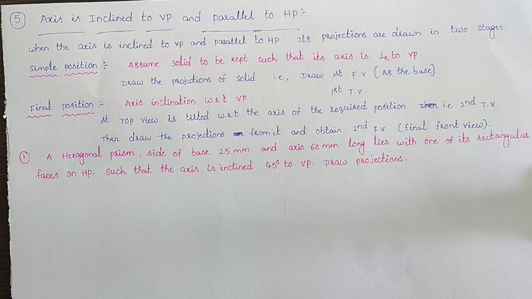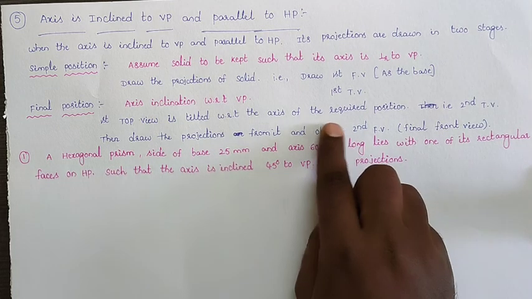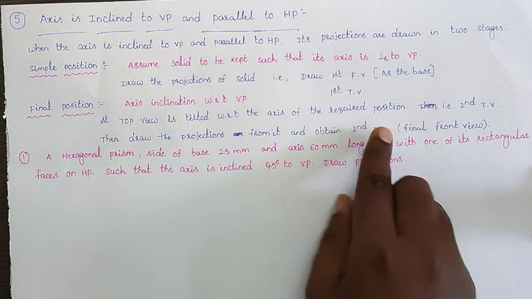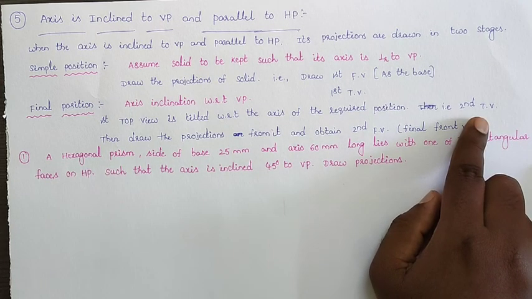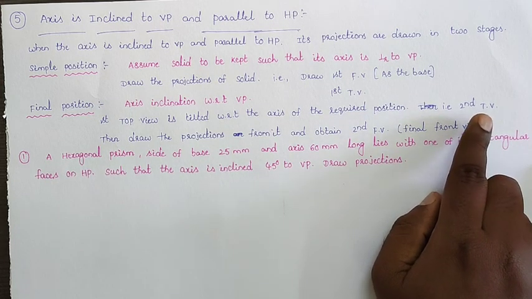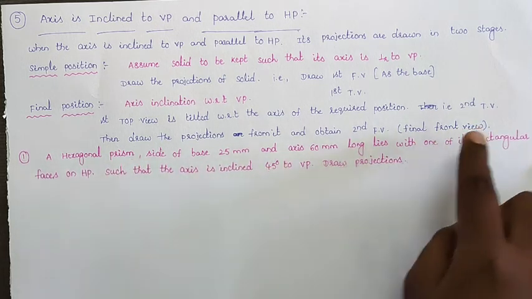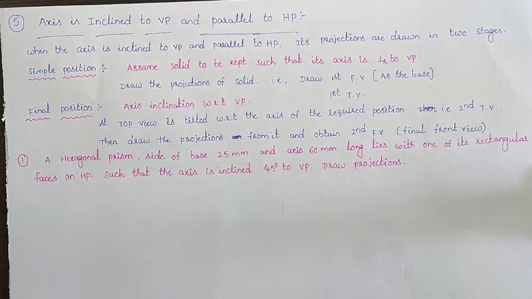So first of all, in the simple stage we will draw the first front view and first top view of our diagram. The final position is where the axis is inclined with respect to the vertical plane. In this position, the first top view is tilted with the axis to the required position, and we draw the second top view of our diagram. After drawing the second top view, we draw the projections from the second top view and obtain the second front view of our diagram. That second front view is the final front view of our diagram.